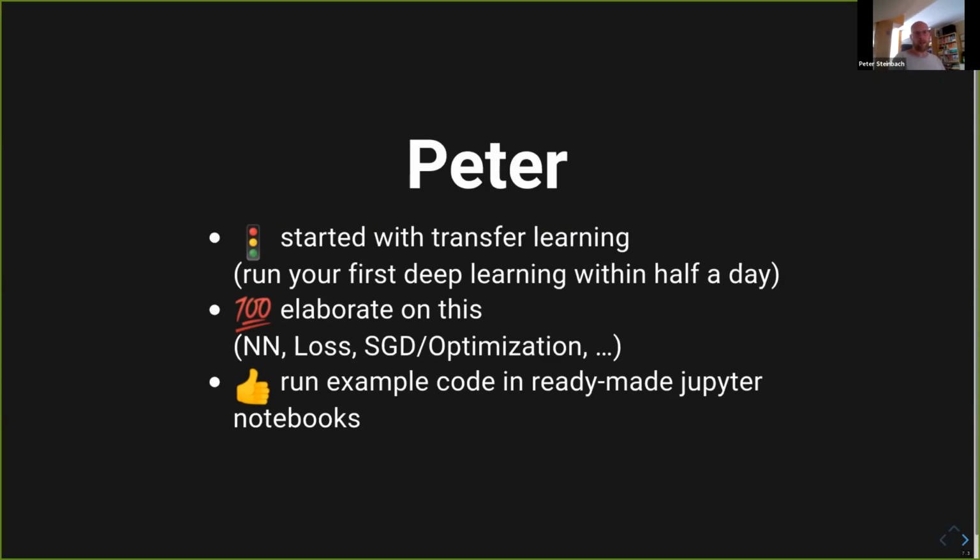And then we elaborated on this and basically unpeeled the onion. So we said, okay, let's take a step back from what we just did, opened up this onion shell, and first had a look at the model, how it's structured, and terms like loss. And then all of this was interwoven with example code and ready-made Jupyter notebooks. Back then they were still called iPython notebooks. And this actually worked well.